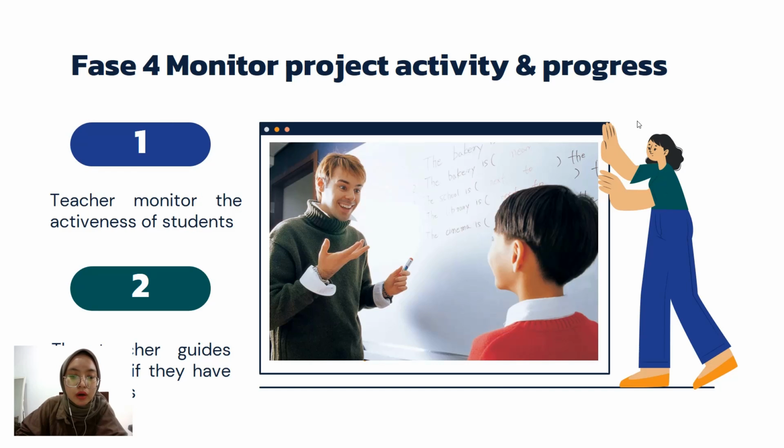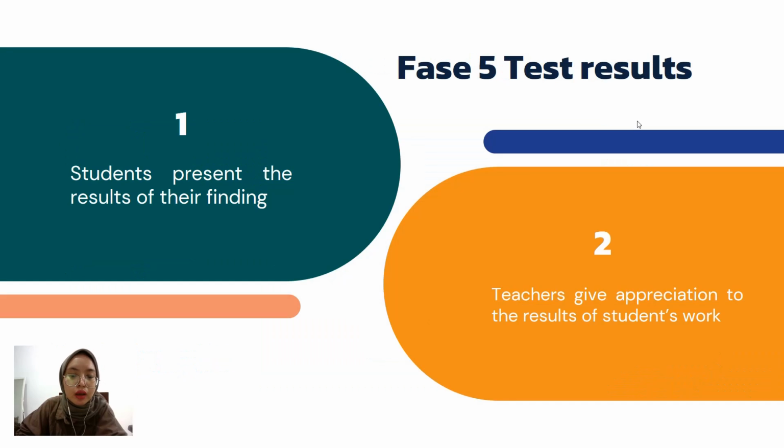In phase 4, monitor project activity and progress. The teacher needs to monitor the project activity and the progress. The teacher also monitors the activeness of the students and also guides the students if they have difficulties. In phase 5, or phase test and results, the students present the result of their findings, and also the teacher gives appreciation to the results of the students' work.